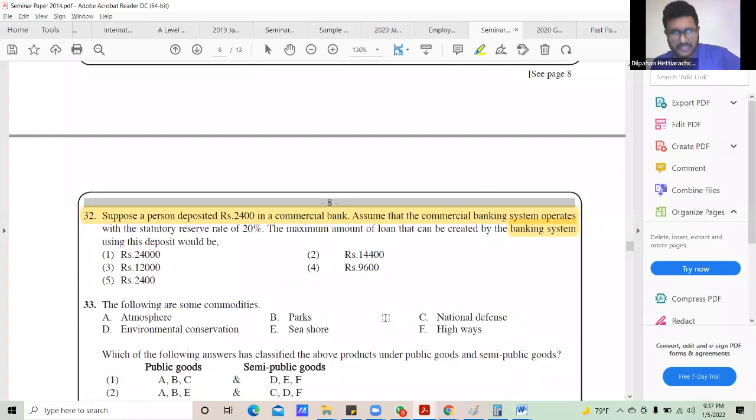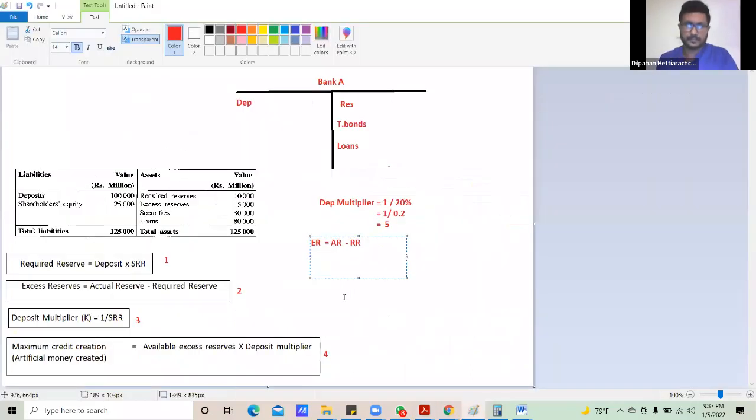The person deposited 2,400. So first of all, we have to calculate the excess reserve of this 2,400. Therefore, the actual reserve would increase by 2,400. But out of the 2,400, inside the bank we have to keep only 20%, right? So the required reserve will be 2,400 into 20%. Am I clear?